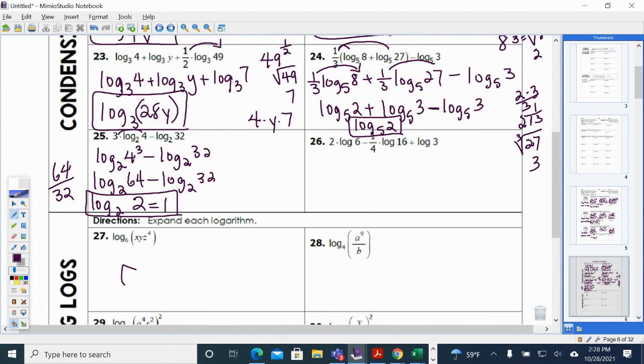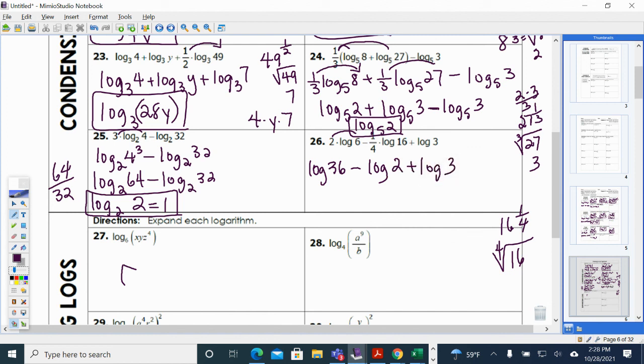Number 26, log base 2 of 2 times log of 6 minus 1/4 times log of 16 plus log of 3. So move your products to be exponents. So this becomes log of 6 squared is 36 minus log. So 16 to the 1/4 power. Think about this. 16 to the 1/4 power is the same thing as the 4th root of 16. If you stick that in the calculator, it should give you 2 plus log of 3.